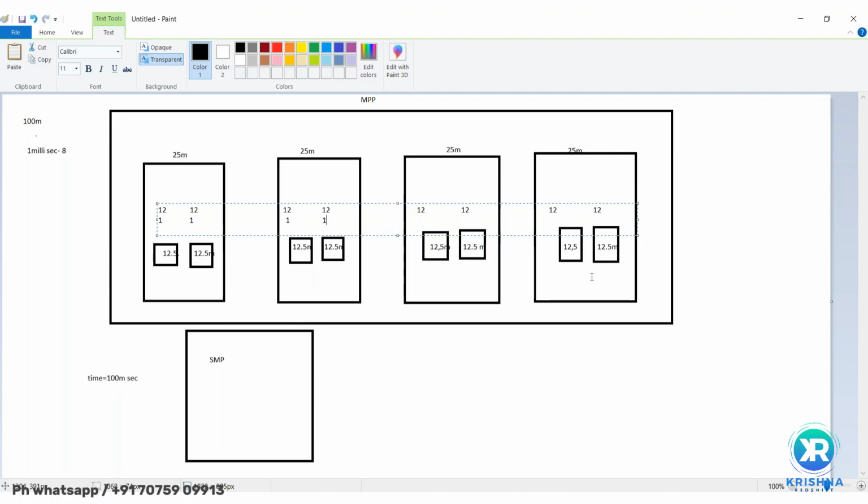So total how much time did it take to load 100 records into the system? 13 seconds, right? So it took 13 seconds. But in the first case, it took 100 seconds, right? In case of the SMP system.